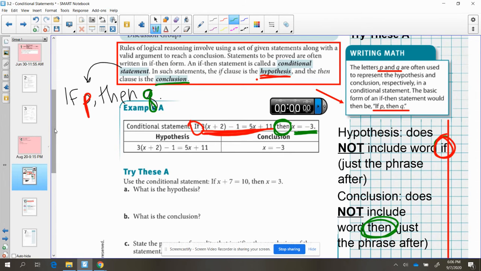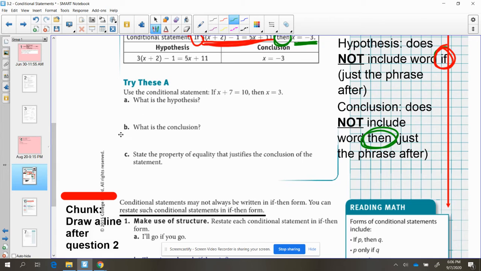Okay, so the next example here says, using the conditional statement, if x plus 7 equals 10, then x equals 3. Well, again, the hypothesis comes after our trigger word if. So the hypothesis is x plus 7 equals 10. Again, notice I did not include the word if. The conclusion then comes after then, and that's going to be x equals 3.